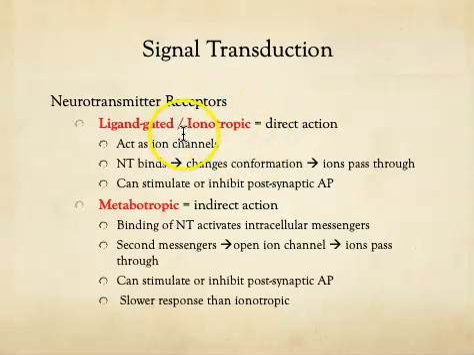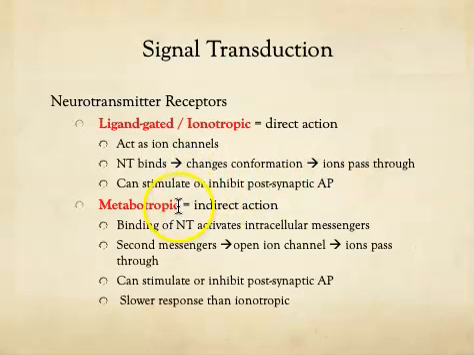Some ionotropic receptors act like sodium channels. Some ionotropic receptors act like potassium channels. If it acts like a sodium channel, it's going to depolarize the postsynaptic membrane. It's going to create an EPSP. If it acts like a potassium channel, it's going to hyperpolarize the postsynaptic neuron. It's going to act as an IPSP.